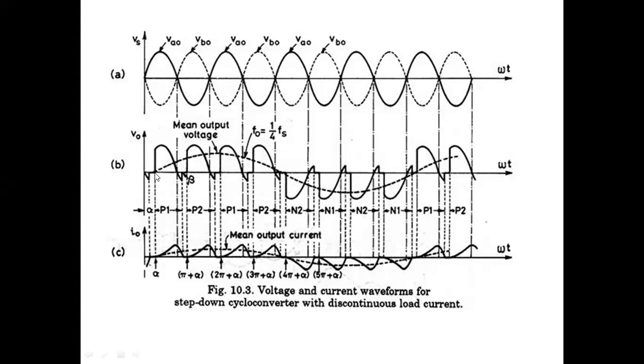Since it is an RL load, we are taking the load as RL. If you give a firing pulse to P1 here, the current does not rise immediately. Up to pi it will increase. Then when P1 is off, the current will slowly decrease to 0. This is beta, the point where the current extinguishes to 0. Now we are giving a firing pulse to P2 here, and the negative cycle is converted to a positive cycle.